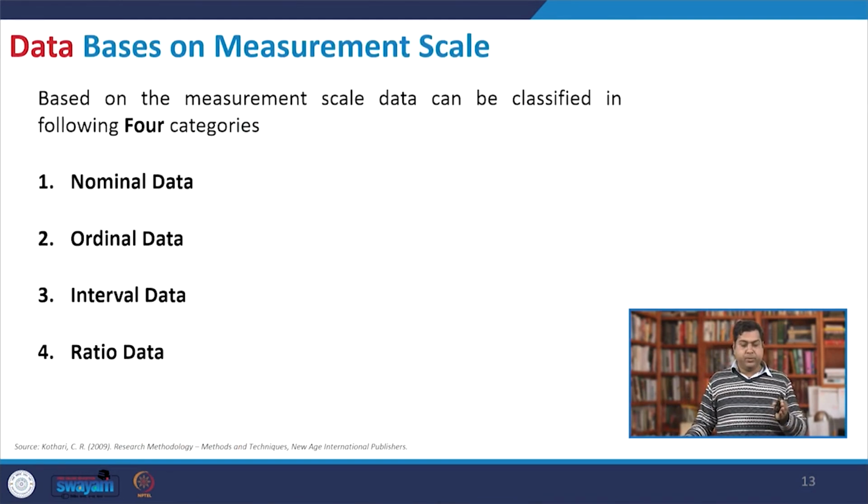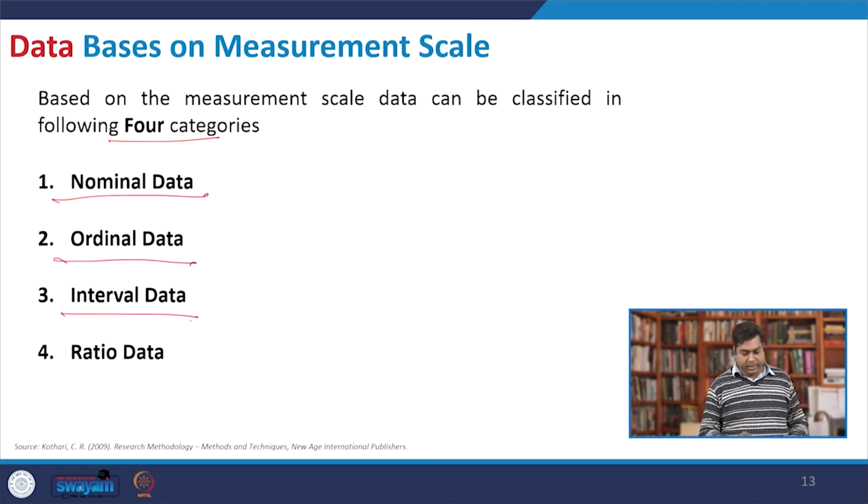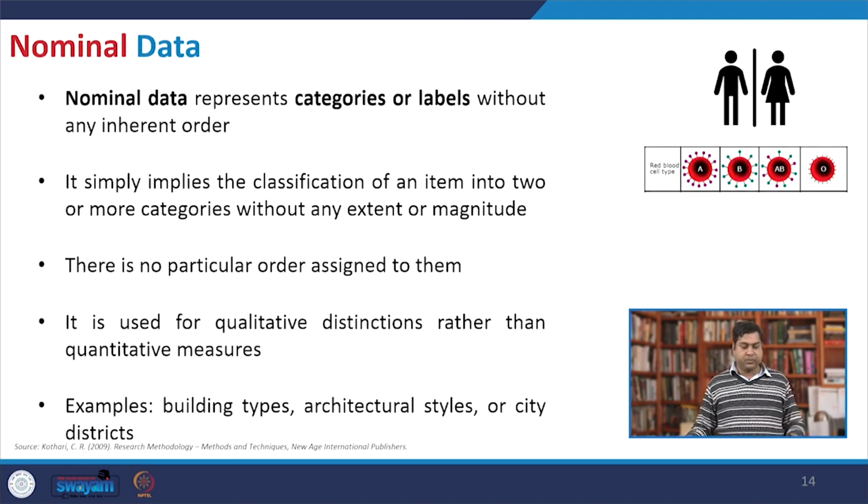Now, coming to this particular classification, which is also very important for us and very pertinent to this discussion, many a time we use it without understanding the exact meaning. There are 4 categories depending on the measurement scale: nominal data, ordinal data, interval data and ratio data. So let us understand one by one.